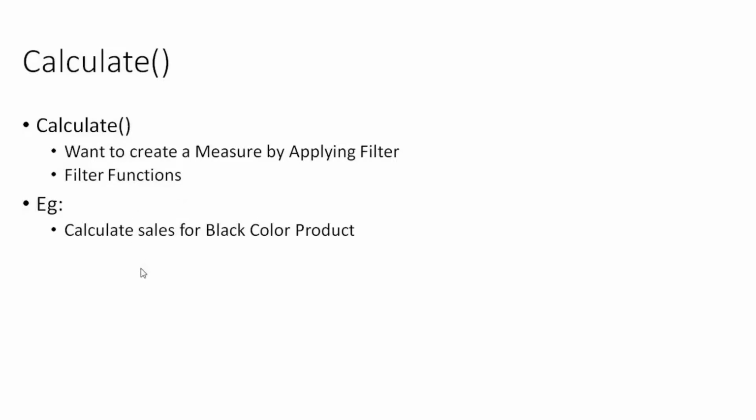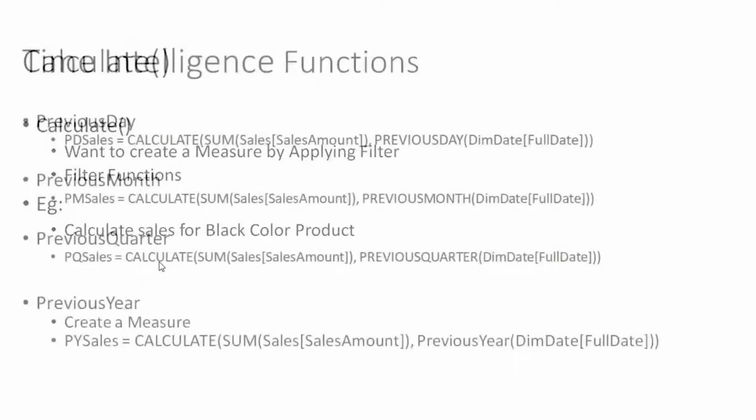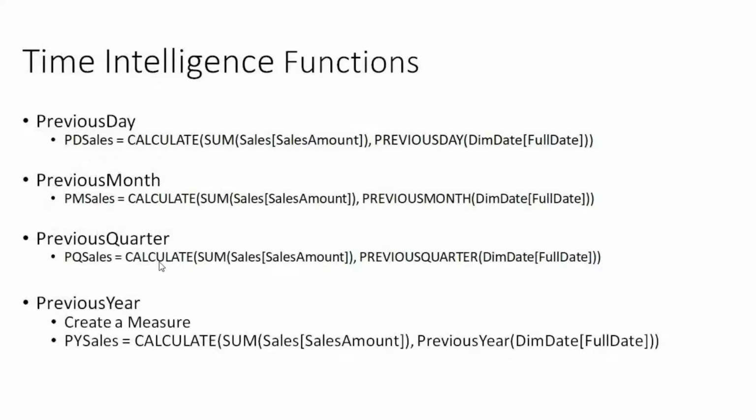Clear? So now I wanted to understand some more time intelligence functions. Many times people are going to be asking, what is the previous day sales? What is the previous month sales? What is the previous quarter sales? What is the previous year sales? Clear? So if you want to get the previous year sales, we have to use the calculate function. It is calculating sum of sales amount based on the previous year. I wanted to filter previous year data. So if you wanted to filter something, after filtering, I would like to aggregate something. So if you wanted to filter something, we must use calculate.